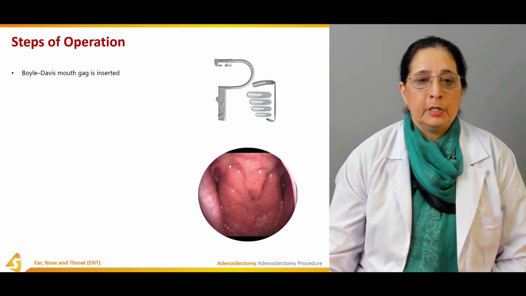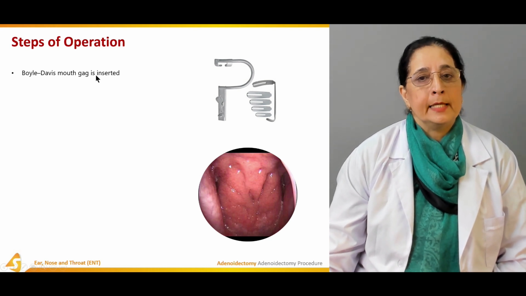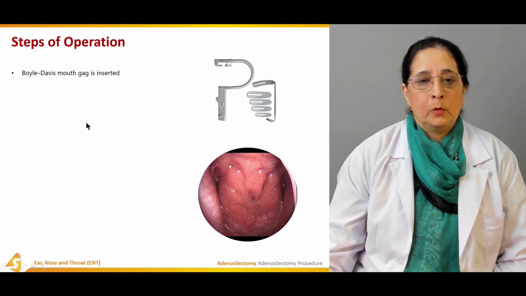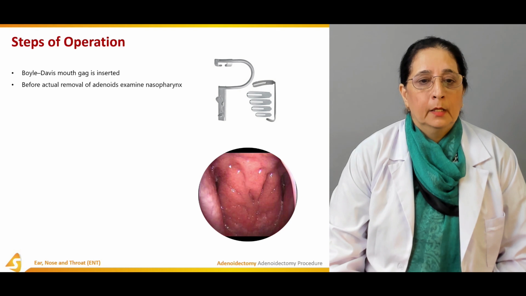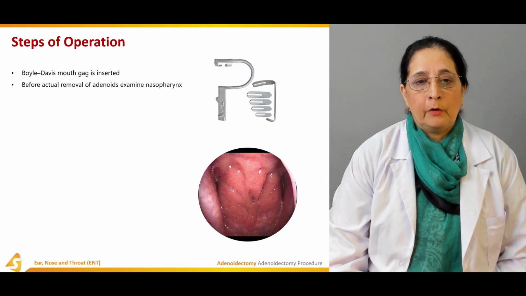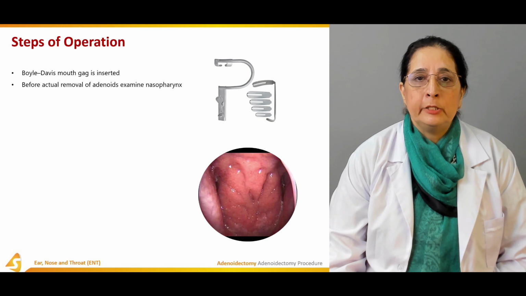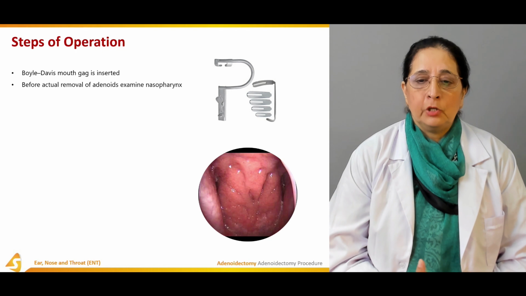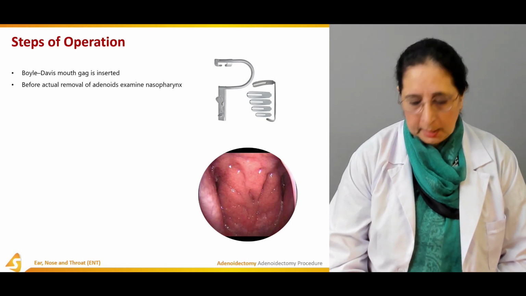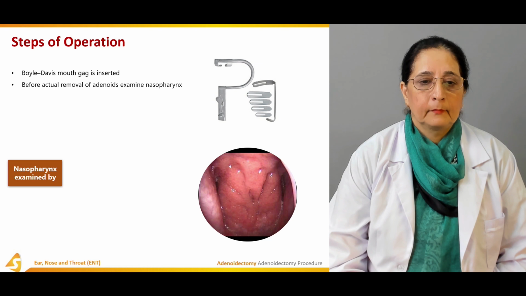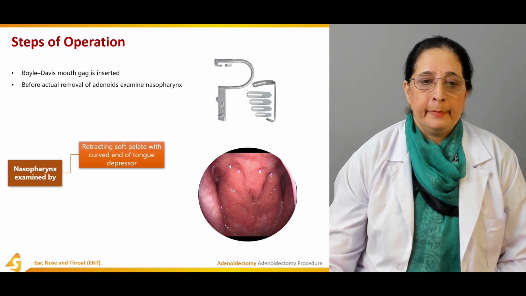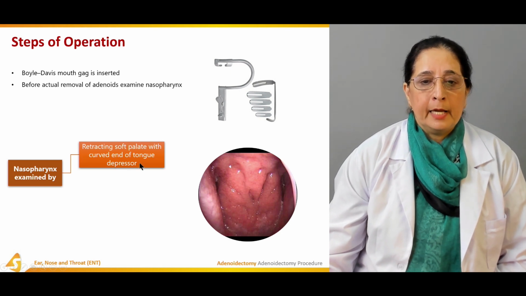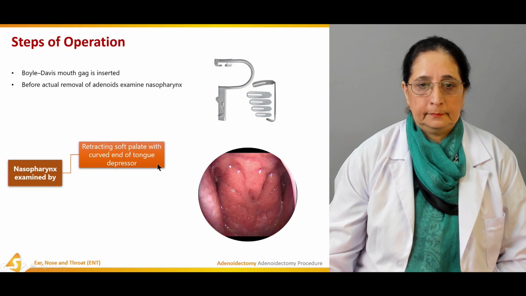Steps of operation: Boyle-Davis mouth gag is inserted. That's the Boyle-Davis mouth gag. Before the actual removal of adenoid, examine the nasopharynx. So before starting the procedure, examination of the nasopharynx should be done. The nasopharynx is examined by retracting the soft palate with the curved end of a tongue depressor.